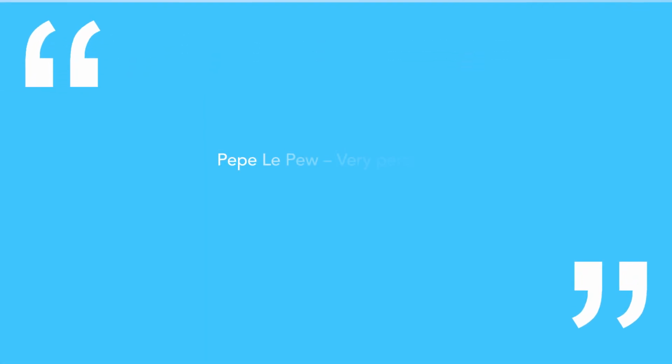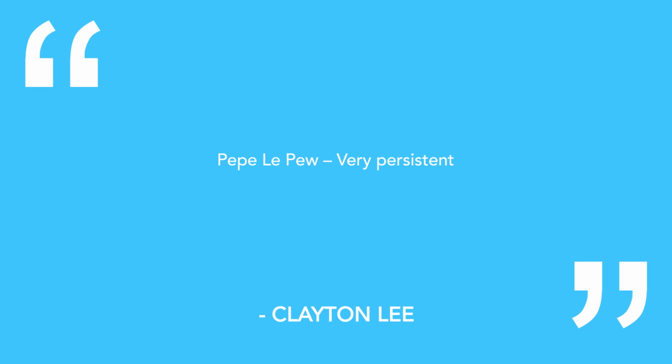Okay, and the last one here is from Clayton Lee for pick a prop for Zhi, which has a bunch of different meanings depending on which context it's in, but similar in a way, these several meanings. The meaning that we chose is to persist, and he's chosen Pepe Le Pew, very persistent. Yeah, that's certainly one word for it.